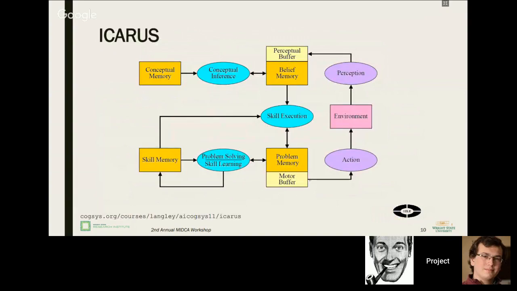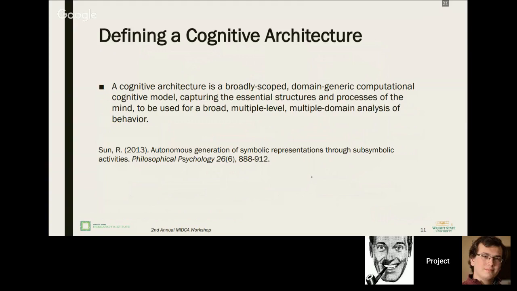Icarus also contains a number of the same things, a memory for concepts. This is a declarative memory, and beliefs. It has a perceptual buffer as well. Skills here are distinct from concepts, but are represented in the same language or the same representation here. So it's slightly different, but very similar to the others that we've seen.